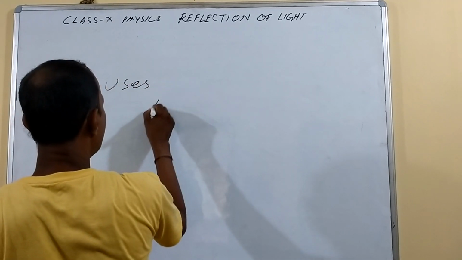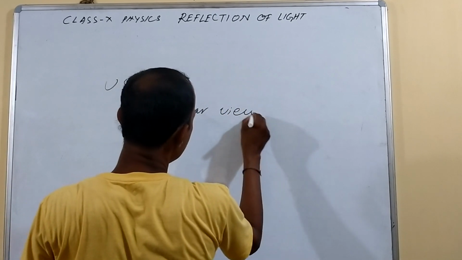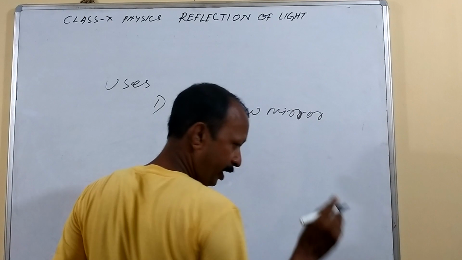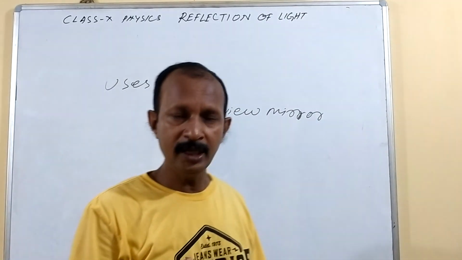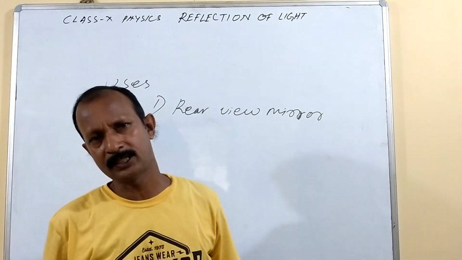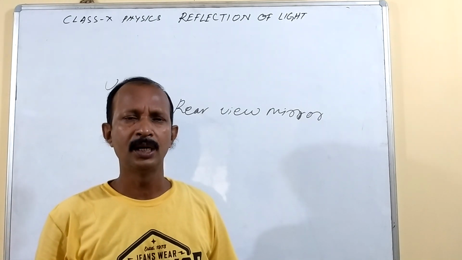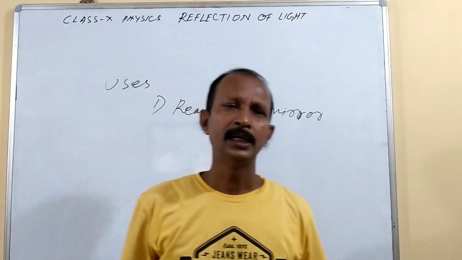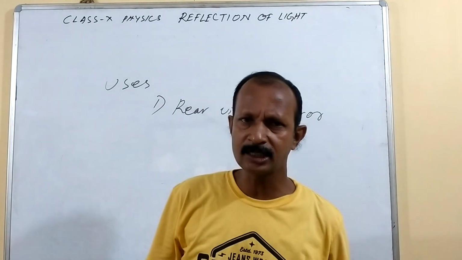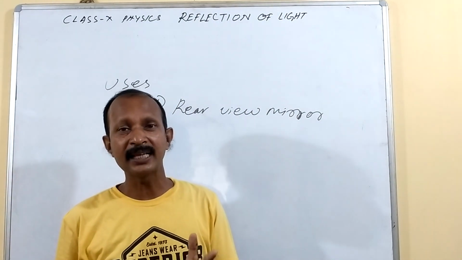Uses. One important use is the rear view mirror. That means in our vehicle we use the mirror to see the objects behind. That mirror is a convex mirror, because a convex mirror can cover a large area, and in a convex mirror the image will be erect as it is.